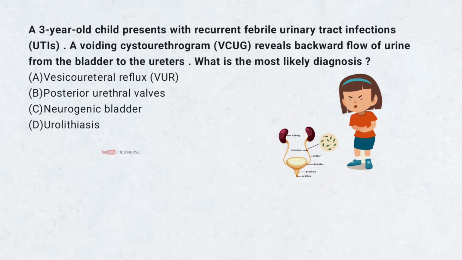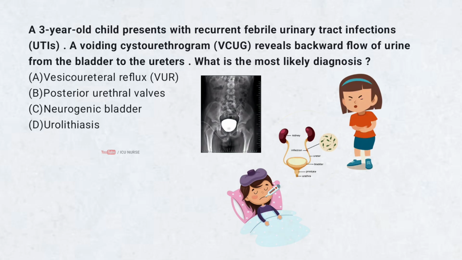A 3-year-old child presents with recurrent febrile urinary tract infections, UTIs. A voiding cystourethrogram, VCUG, reveals backward flow of urine from the bladder to the ureters. What is the most likely diagnosis? A. Vesicoureteral reflux, VUR. B. Posterior urethral valves. C. Neurogenic bladder. D. Urolithiasis. Correct answer A.